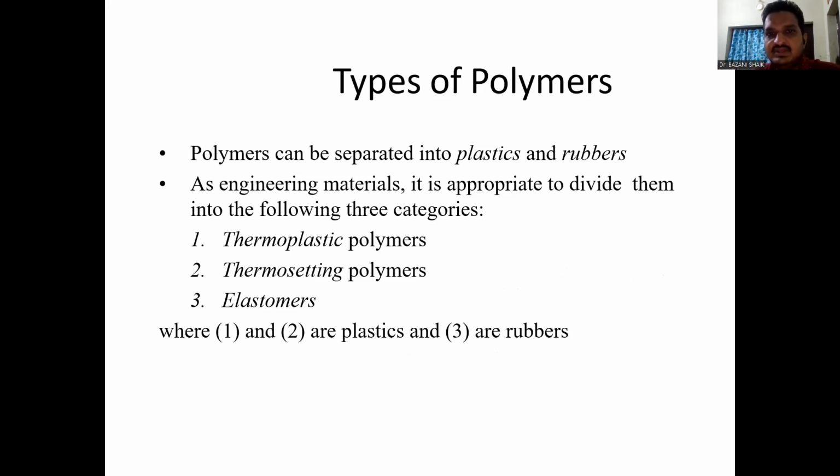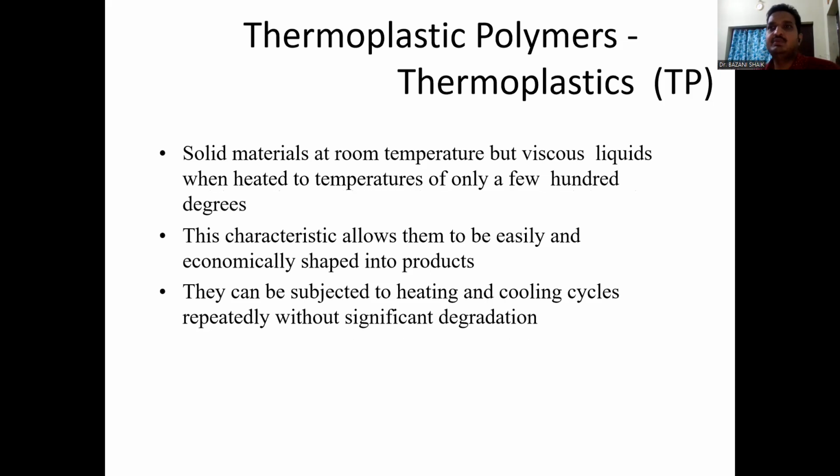These are engineering materials, and there are three types. Polymers are separated into plastics and rubbers. These are the three types we have seen. Elastomers are also called rubbers. Already you know the thermoplastic polymers and thermosetting polymers, the classification involved in polymers. Elastomer is called rubber. And what are thermoplastic polymers? How are they called? It is thermoplastic polymers.